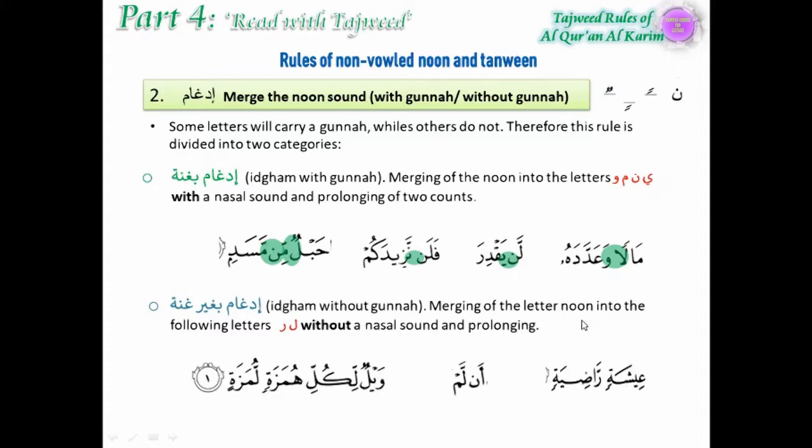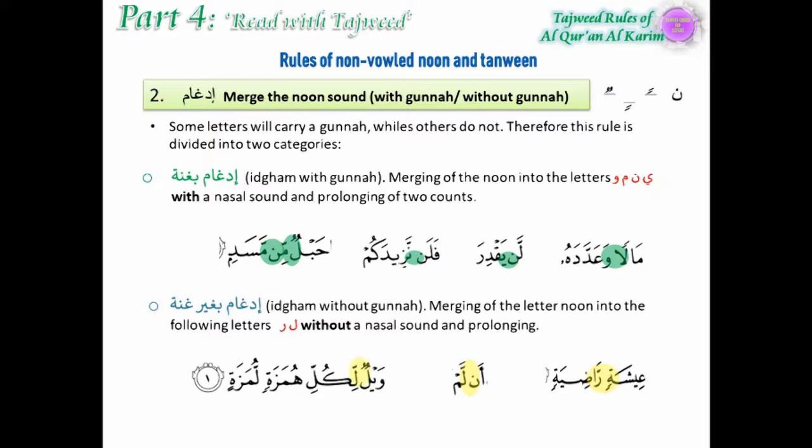So these are the examples. Bismillah. You see the kasra tanween followed by the ra. The ra has a shadda, so we merge them together. عيشة راضية. The next example, allam. You see there's no trace of noon at all.